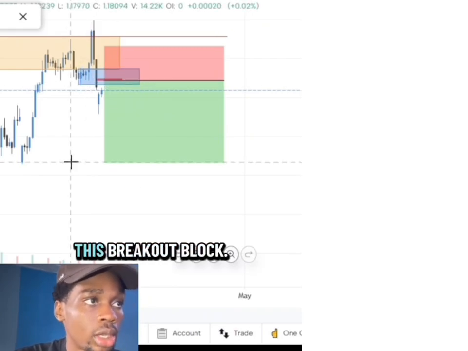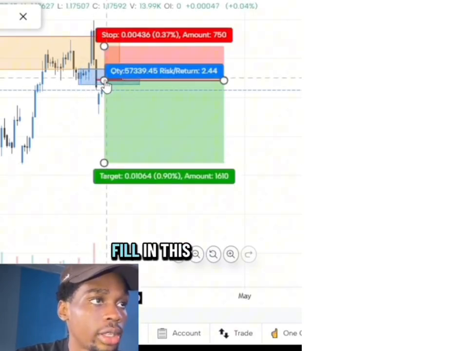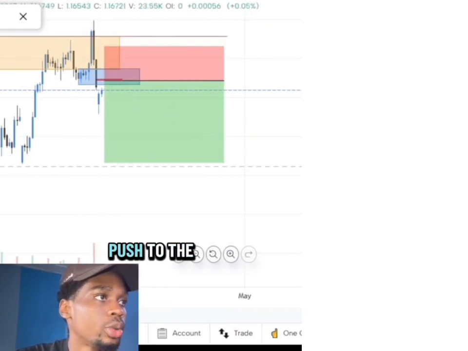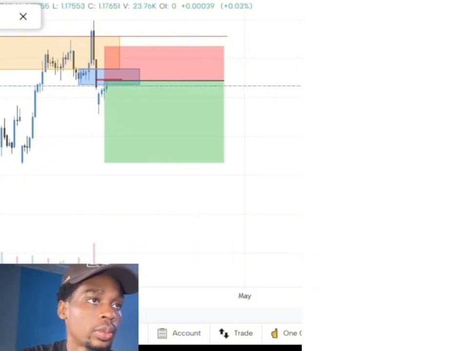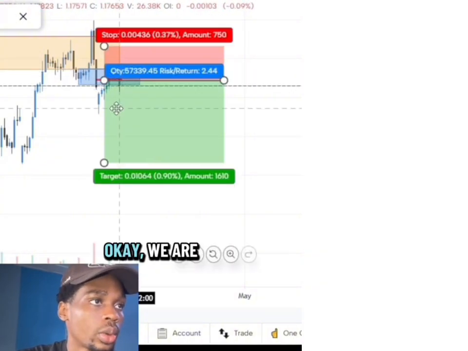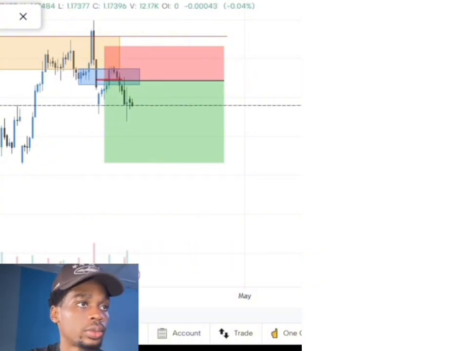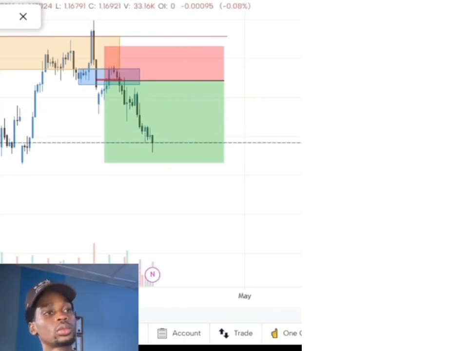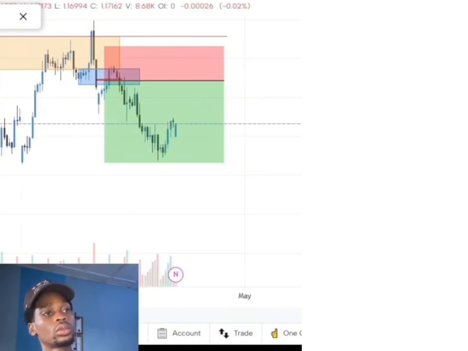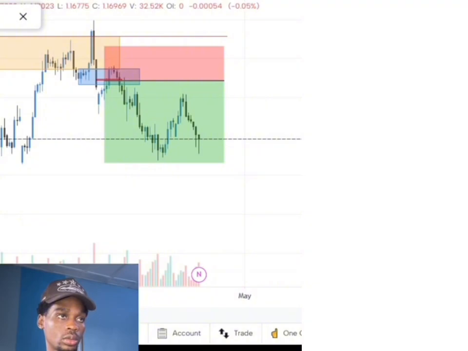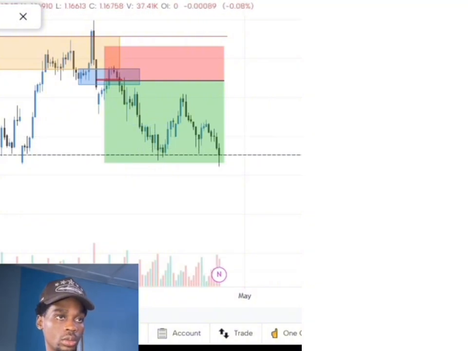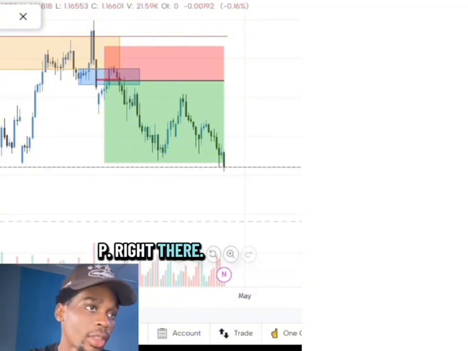I expect price to tap into this breaker block, fill in this liquidity and make a push to the downside. Let's play price. Okay, we are in the trade. That's full TP right there.